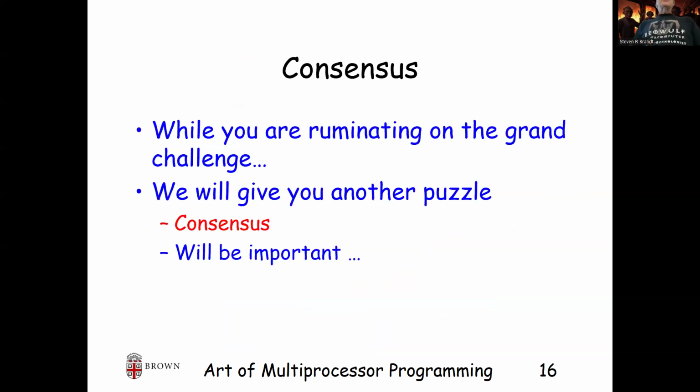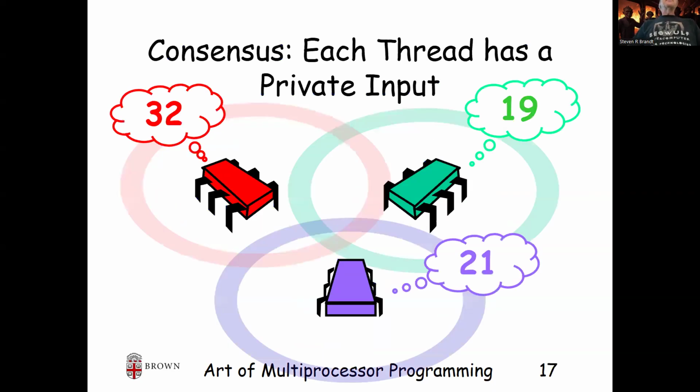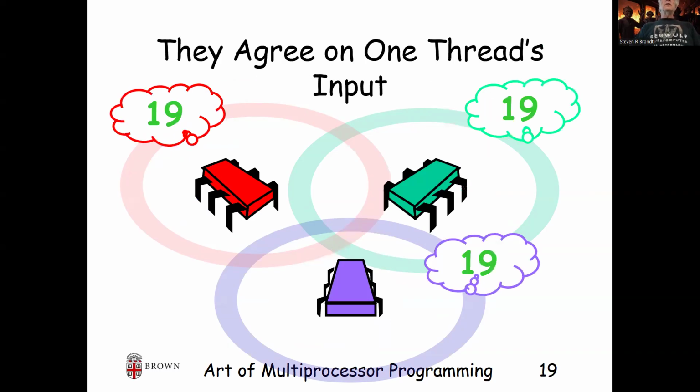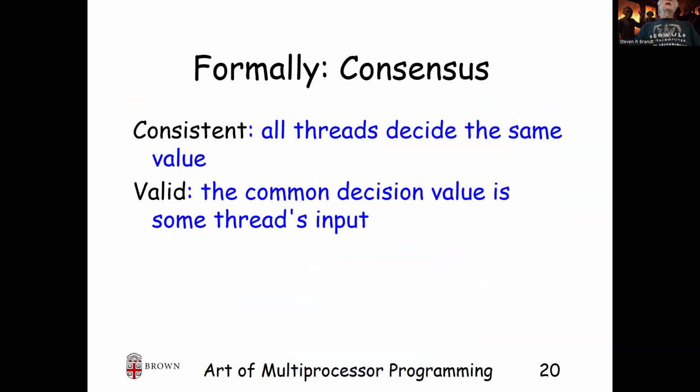So while you're ruminating on that grand challenge, we will give you another puzzle, consensus. And this will be important. Consensus says each thread has a private input, say 32, 19, and 21, and they communicate, and then they all agree on one of those values, right? That's the thing we want to happen. They want everybody to propose and everybody to agree. We want to be more formal. We want all the threads to decide the same value, and the common decision value has to be some thread's input.